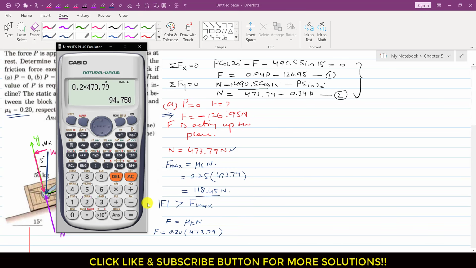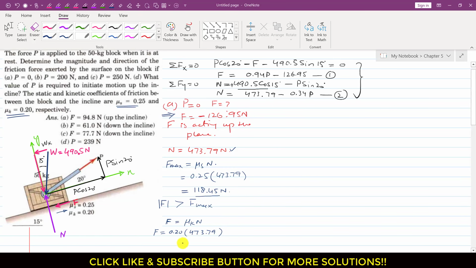So this gives us 94.758. So we can say that this is approximately 94.8 newtons, right? So this is the accurate value of the friction for case A when P equals 0.